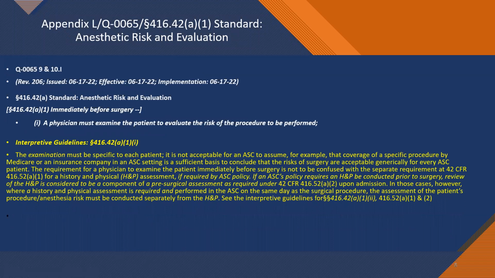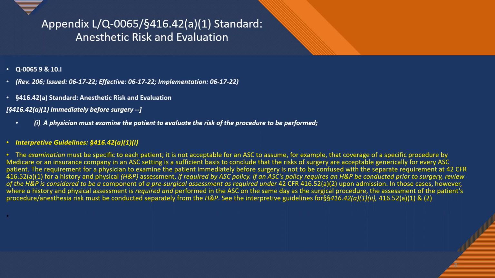A physician must examine the patient to evaluate the risk of the procedure to be performed. The interpretive guidelines 416.42 A1-1: the examination must be specific to each patient, and it is not acceptable for an ASC to assume, for example, the coverage of a specific procedure by Medicare or an insurance company in an ASC setting is sufficient basis to conclude that the risks of the surgery are acceptable generically for every ASC patient. The requirement for a physician to examine the patient immediately before surgery is not to be confused with the separate requirement at 42 CFR 416.52 A1 for a history and physical assessment, if required by the ASC policy.